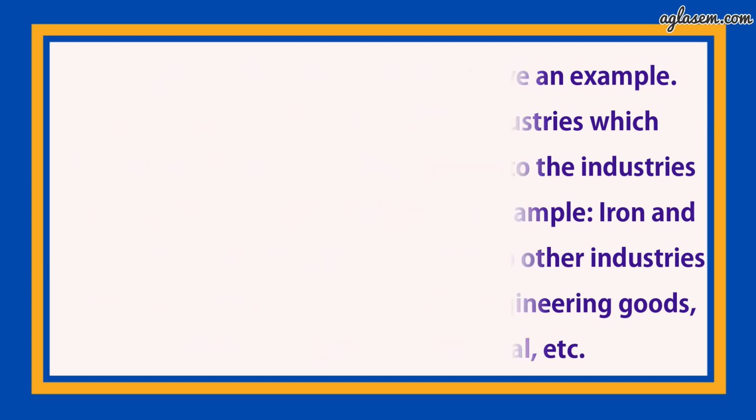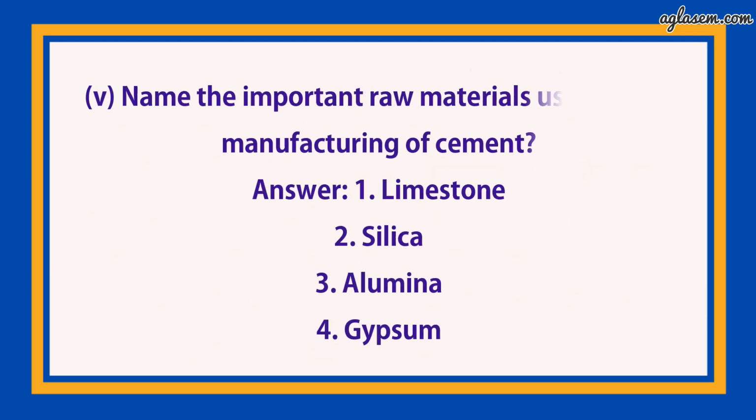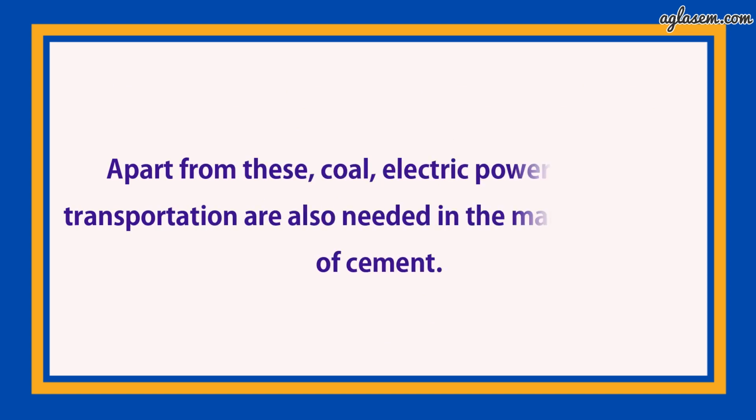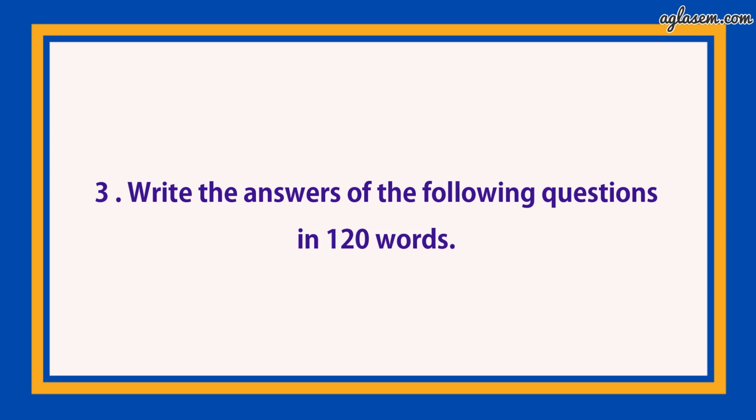Further, fifth question says, name the important raw materials used in the manufacturing of cement. Answer is limestone, silica, alumina and gypsum. Apart from these, coal, electric power and rail transportation are also needed in the manufacturing of cement. Further, question number 3 says, write the answers in the following questions in 120 words.